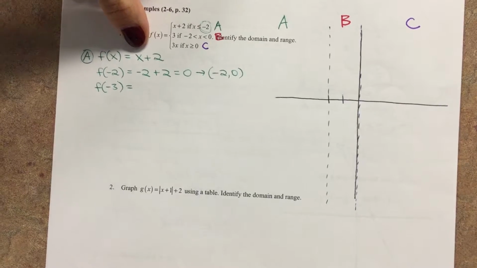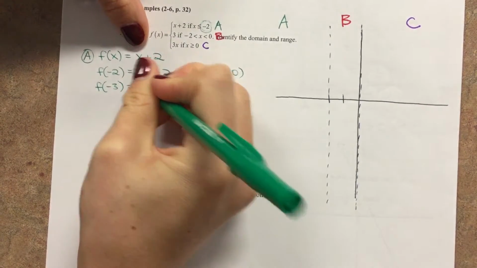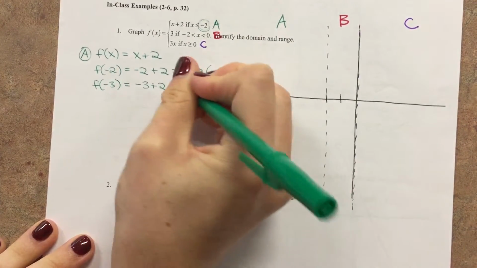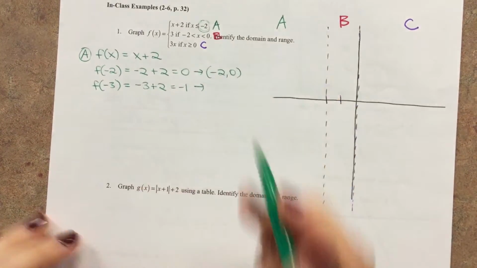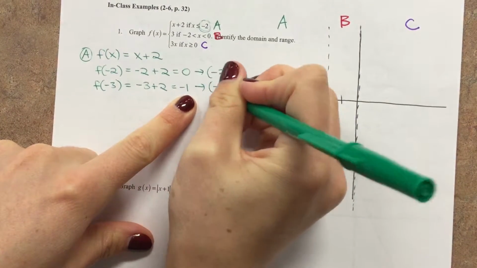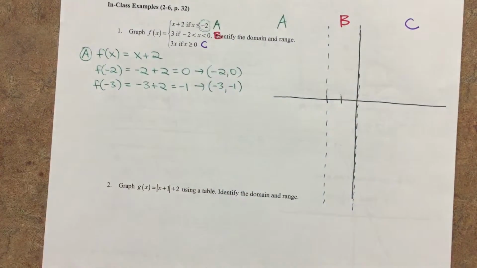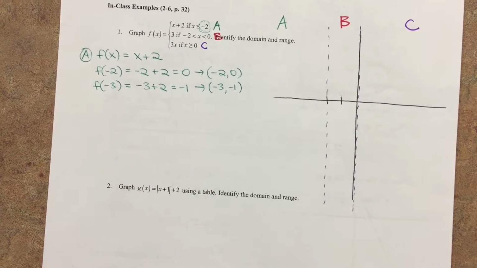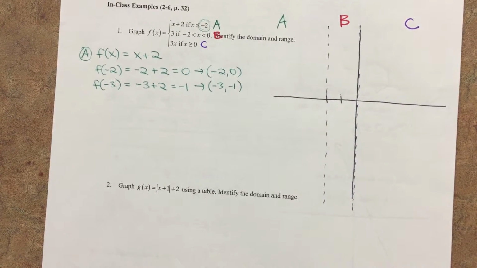If we plug in -3, I'm going back into this function right here, but I'm replacing the x with a -3 this time. So that leaves me with a -1. That means I plug in an x, I get out a y. This is my next ordered pair. We're going to plot those 2 ordered pairs, because with lines, all you really need is 2 ordered pairs in order to actually plot it.